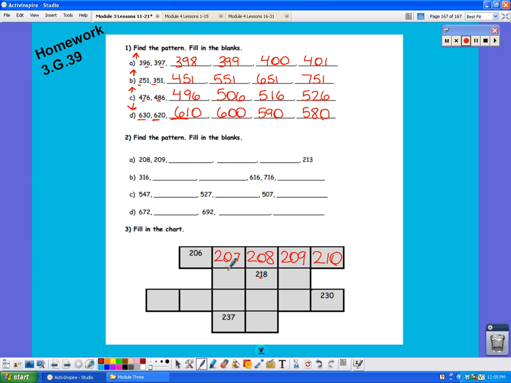So if this number is 207 and this number is 208, we know that if this is 218, this is 217, because 217 is 10 more than 207. And since we know that this is 218, we're going to count up by 1 and make this 219. We're going to check our work by knowing that 219 is 10 more than 209. Now you're going to fill in the rest of this chart for homework using the numbers that are given and the numbers that have been given to you through the example.